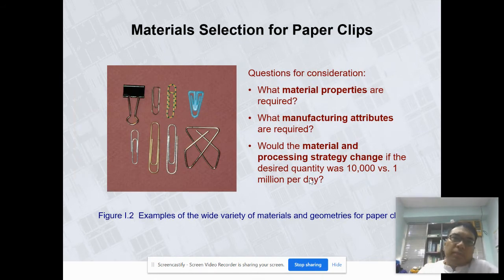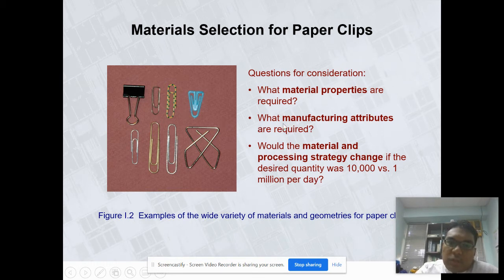So there will be some material selection process. For example, we have a paper clip here. Maybe we can have different types of paper clip, and there are some questions you may think about. Basically the first thing is what material properties are required. We can see here there's plastic and also metal, so we can know the material properties for this paper clip.